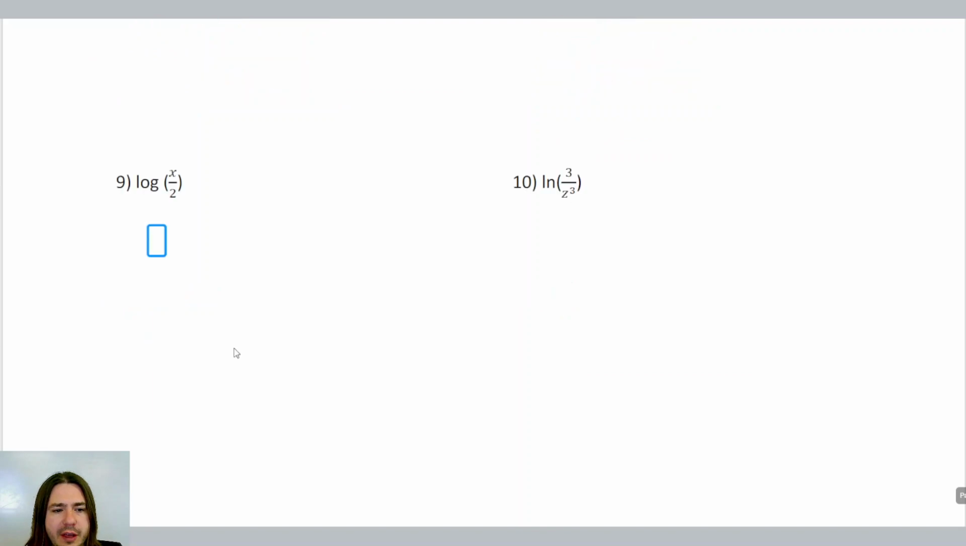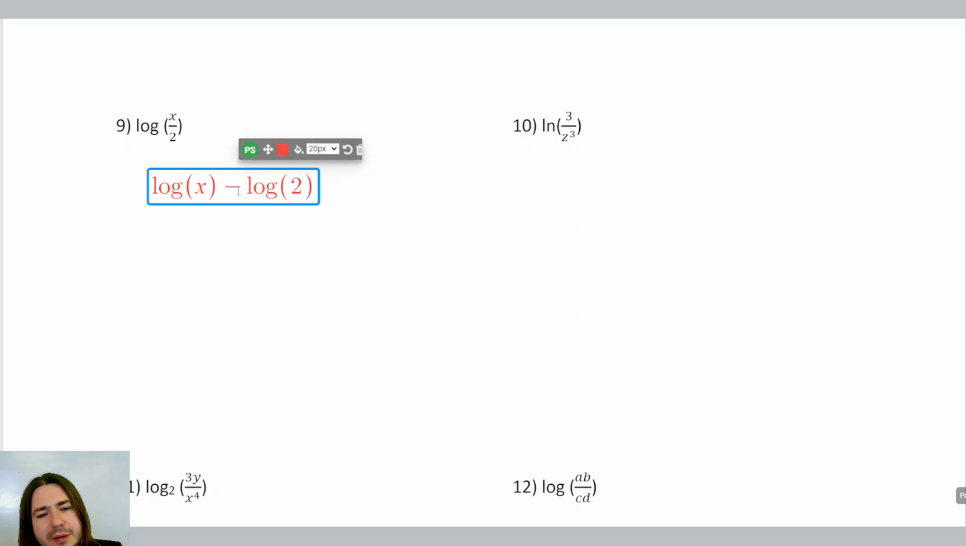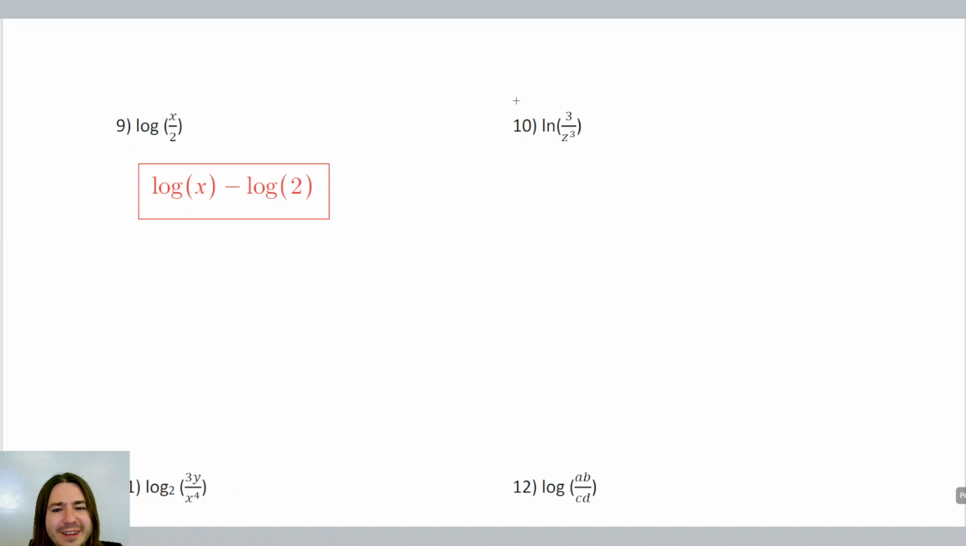So here we're going to say that this equals the log with base 10, so we don't need to write that, log of x minus log of 2, and then 10 to what power is 2? That's going to be irrational, so we can leave it like that. Not a lot of work going into this one.